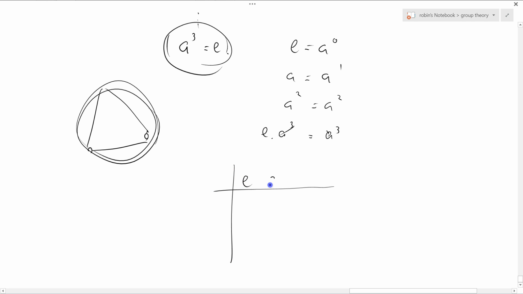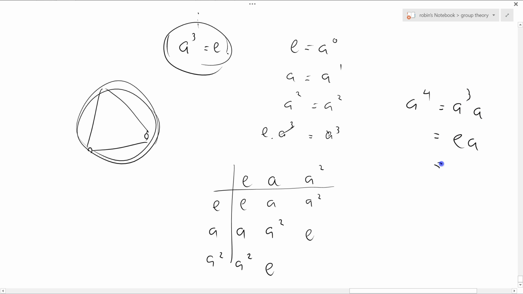We've got E, A, A squared, along the top and down the side. E times anything is just the element, so it's E, A, A squared, and of course I can do the first column as well by the same logic. A times A is A squared. A times A squared is A cubed, which is the identity. A squared times A is also the identity. A squared times A squared is A to the power 4, which equals A cubed times A, which equals EA, which equals A. So there it is.